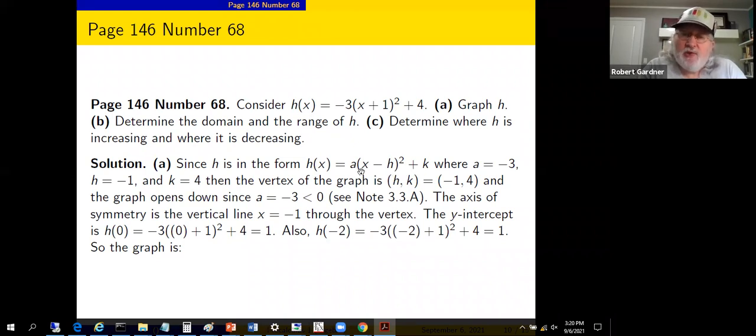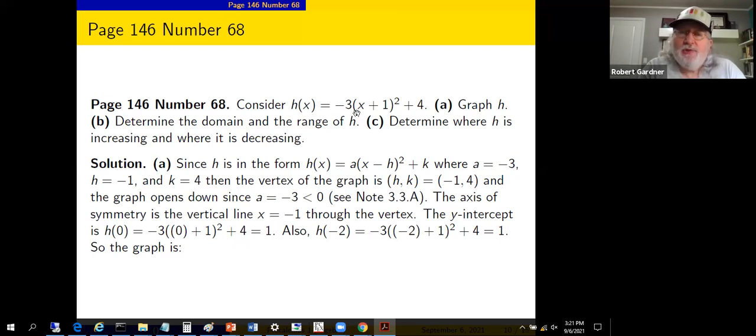So we want to associate a, h, and k with the numbers up here. Leading coefficient must be negative 3. By the way, that tells you something about opening down right there.